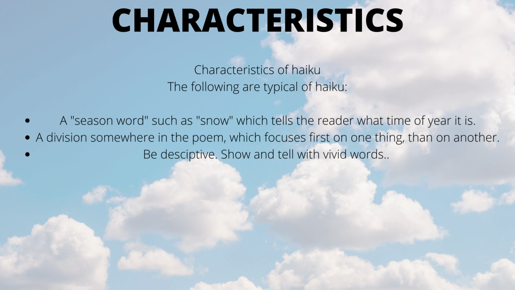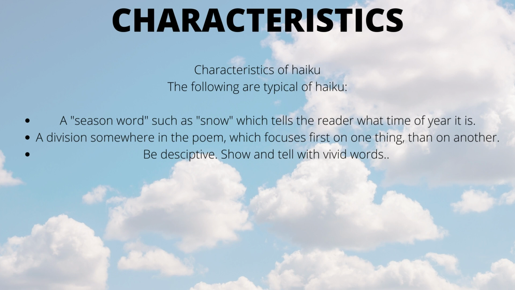A season word is a word that describes a particular season that tells your reader what your scenery is like. For example, if you're writing a haiku about winter, then the word snow would be the key season word. Furthermore, you should include a division somewhere in your poem. This needs to be focused on one thing first, and then on another. The relationship between these two parts could be related.